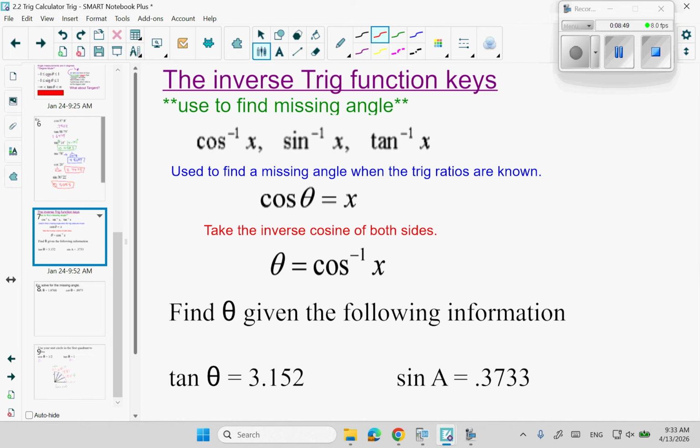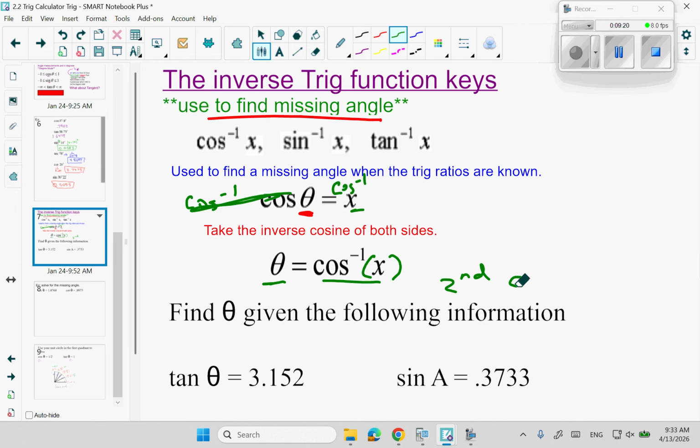Inverse trig. Inverse trig is how you find a missing angle. So let's say, for example, I have cosine of theta. I want to solve for theta. Well, technically speaking, you can't just divide by cosine. You have to do cosine to the -1, and they cancel out. But anytime you do one thing to one side, you have to do it to the other. So I do cosine to the -1 over here. So that's why theta equals cosine to the -1 of x, or whatever's on the right side of the equal sign. This is done by a second cosine in our calculator.